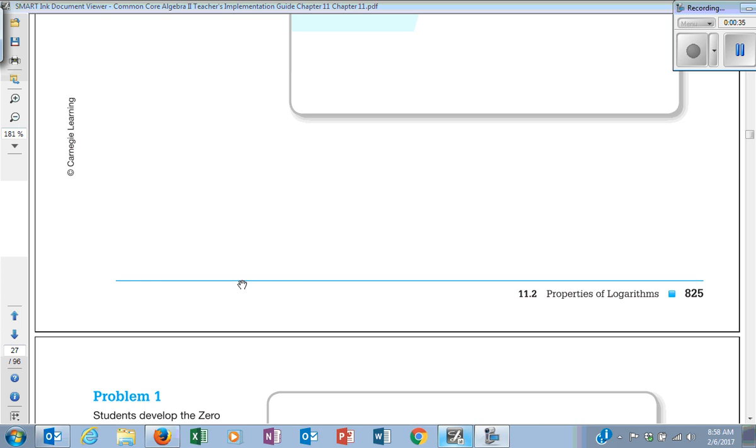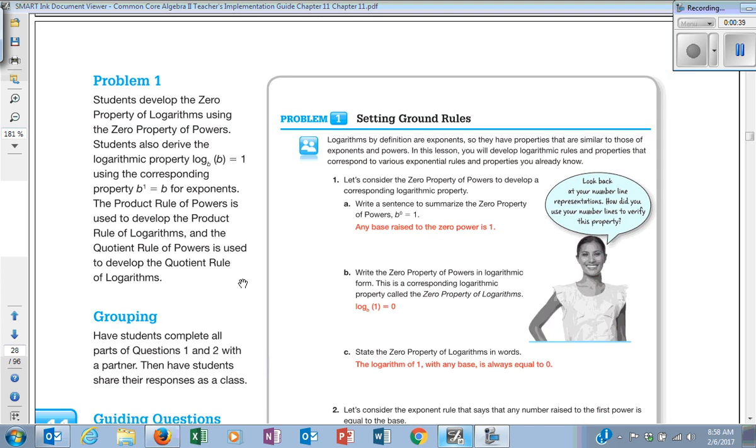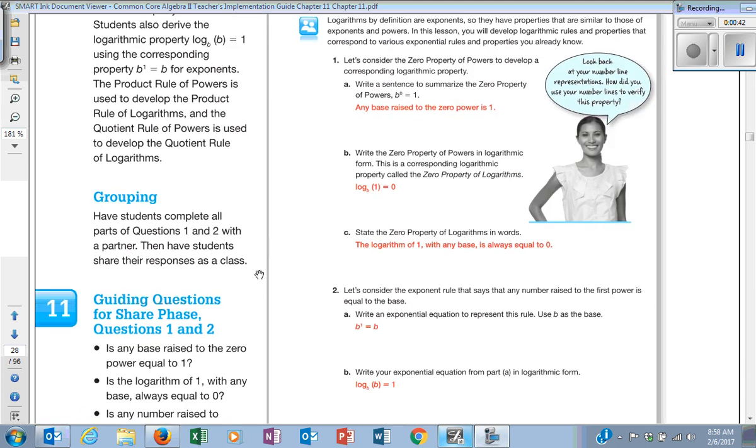For this section, we're really just, like as she's going to say right here, laying the ground rules. We're setting some ground rules. We're setting up some stuff that we need to know. So I'm going to go quickly through these. The thing you need to know is it says the zero property of logarithms.